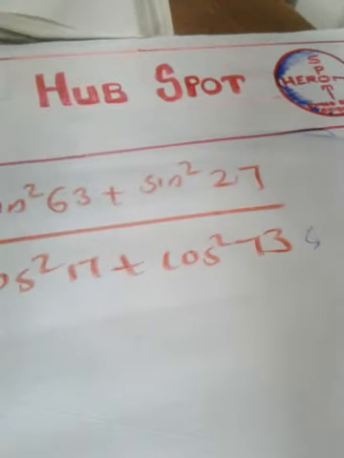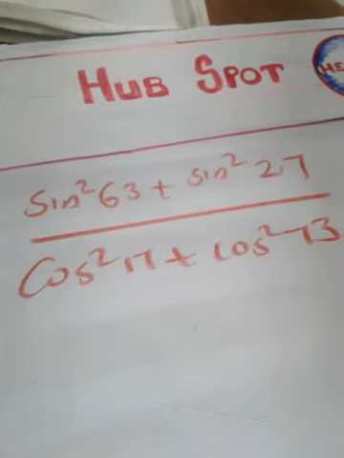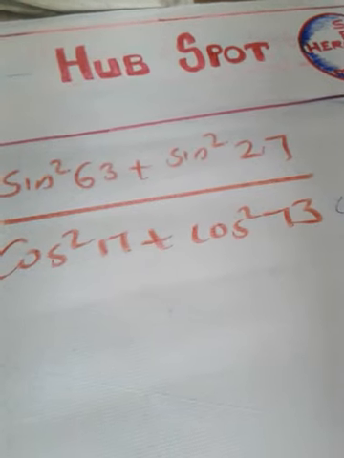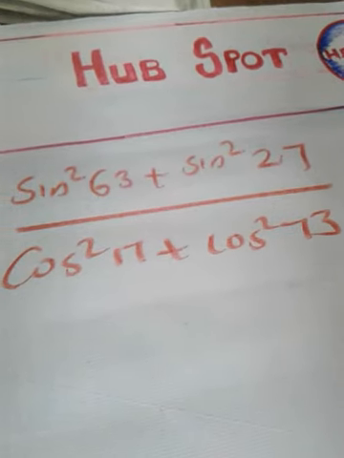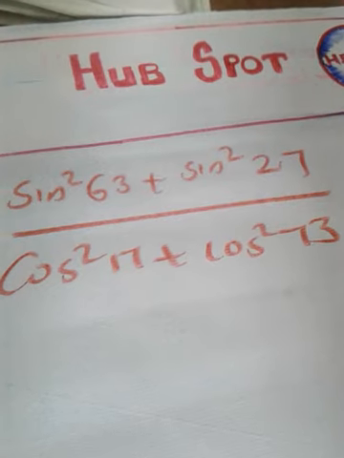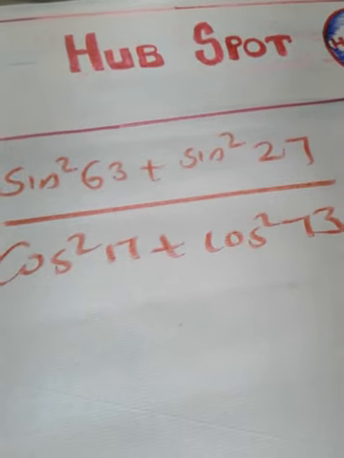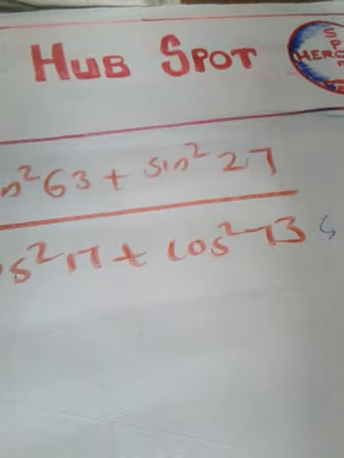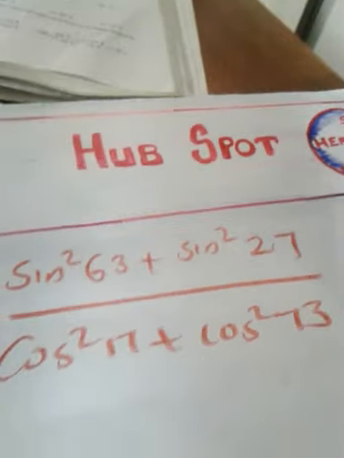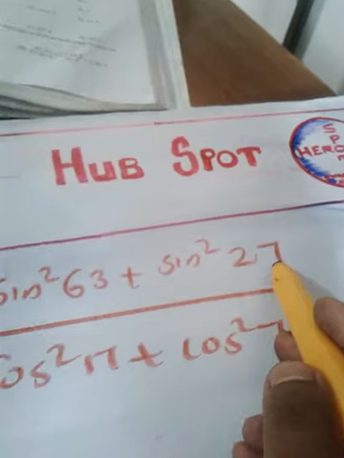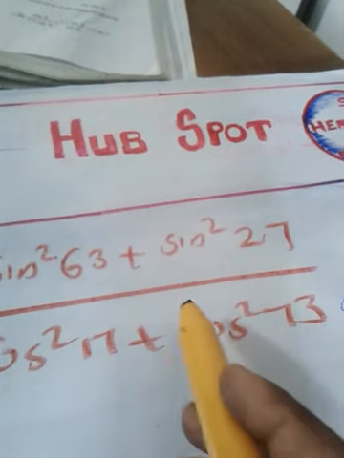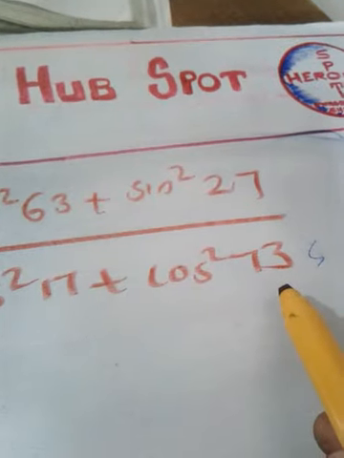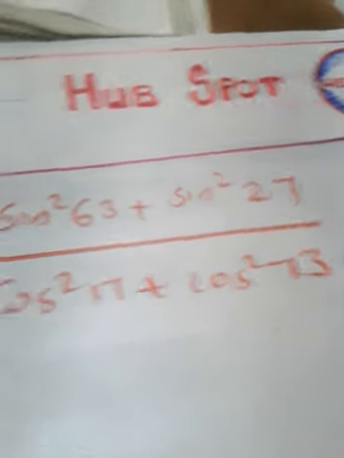Can you use the table here? No, because the angles are 63 and 27, so we cannot use the table. So think. Maybe some students have understood which method we have to use, because these given angles are complementary. Here the angle is 63, here the angle is 27. When you add 63 and 27, we get 90. Here the angle is 17, here the angle is 73. When you add that, we also get 90. That means the angles are complementary.